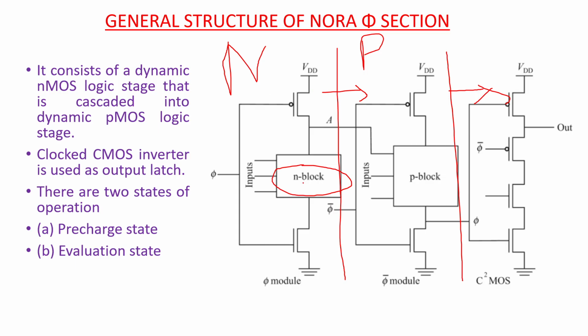The N block stages are controlled by phi and the P block stages are controlled by phi bar. This is called the NORA phi section because the NMOS stages are controlled by clock signal phi and the PMOS stages are controlled by phi bar. There are two states of operation here. First is the pre-charge state and then the evaluation state.